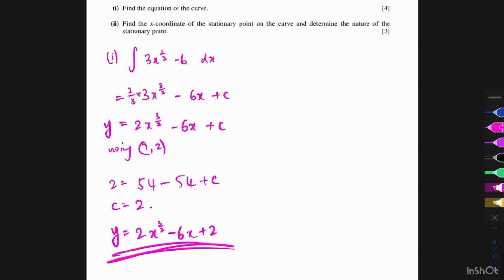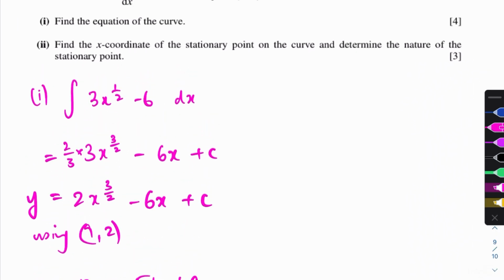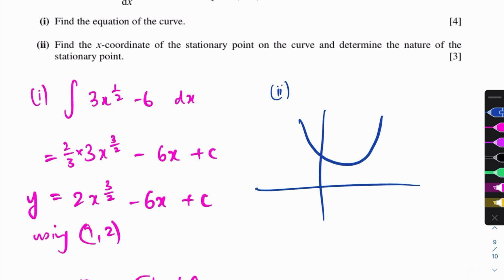That's part 1 done. Part 2, find the x-coordinate of the stationary point on the curve and determine the nature of the stationary point. Okay, so what is a stationary point? A stationary point is usually some sort of a turning point. But the definition of a stationary point is that the gradient at the stationary point is 0. So y dash equals 0.